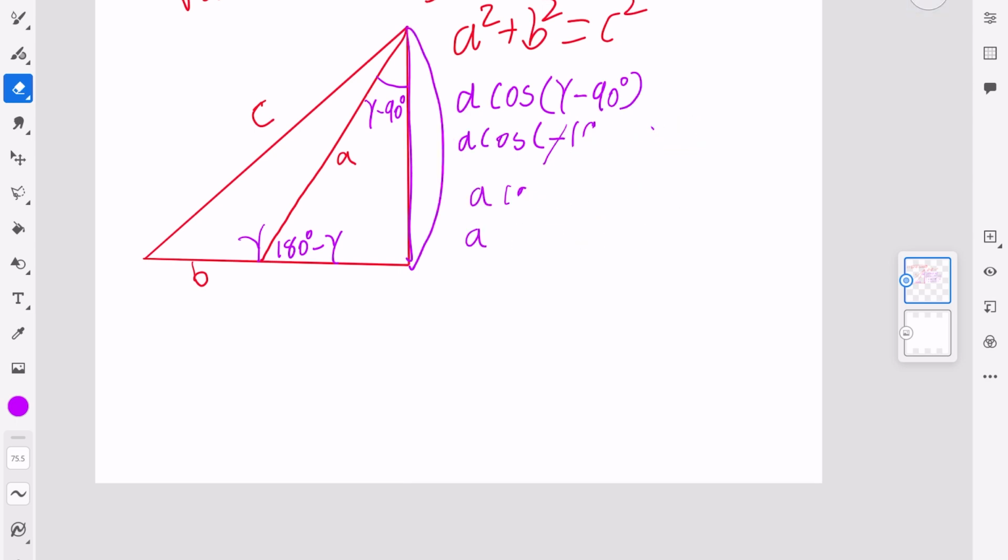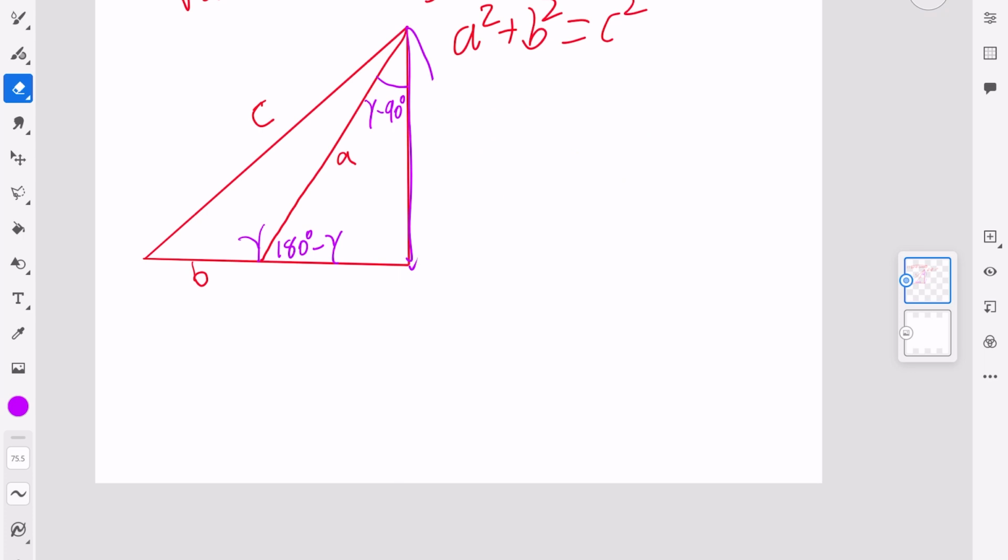Oops, I should stop doing that. Oh my god, I suck at erasing stuff.